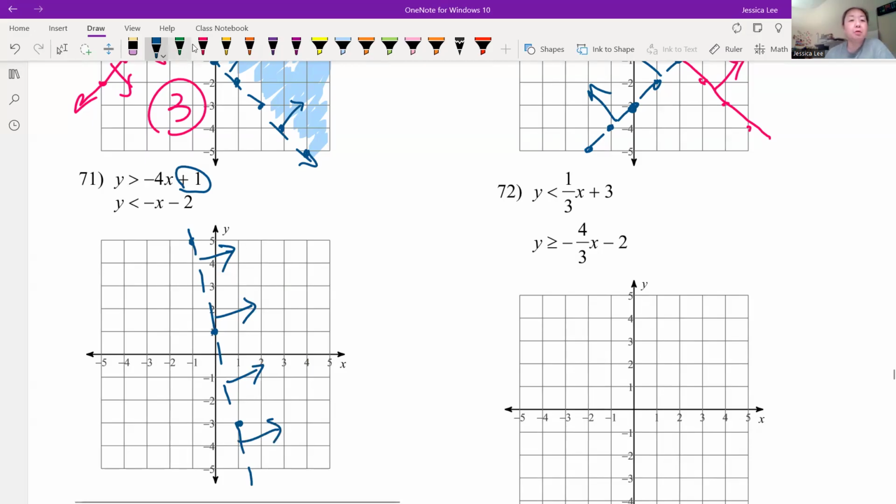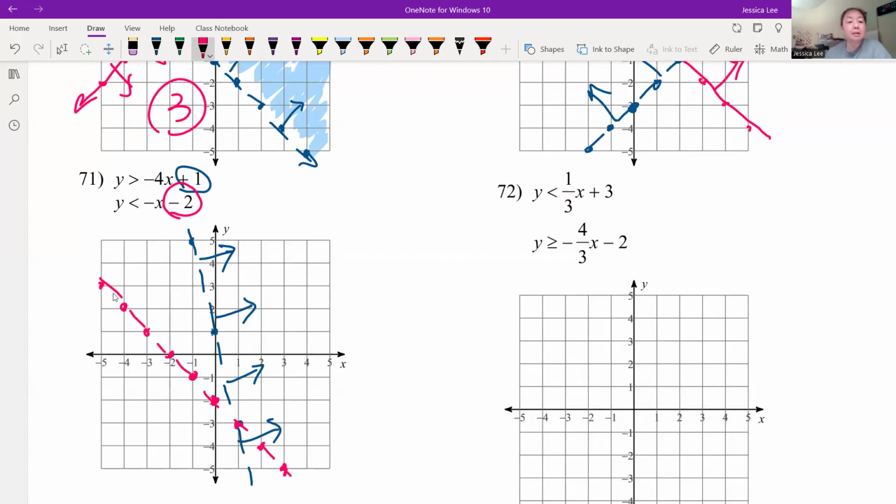And then if you notice right here for the second one is -2. Going to go over to -2. And it's going to be a negative slope. So it's going to be up 1 to the left 1. Up 1 to the left 1. Just like this, but on the other side. And it is also going to be a dashed line because there's no equal to sign.